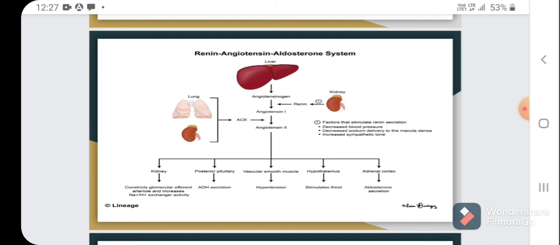It also acts on the sympathetic nervous system, where it increases the release of noradrenaline, which is also a potent vasoconstrictor. Angiotensin 2 also acts on the hypothalamus and stimulates the thirst center, and also stimulates secretion of antidiuretic hormone to conserve water. So through this mechanism, blood volume increases and cardiac output is maintained.